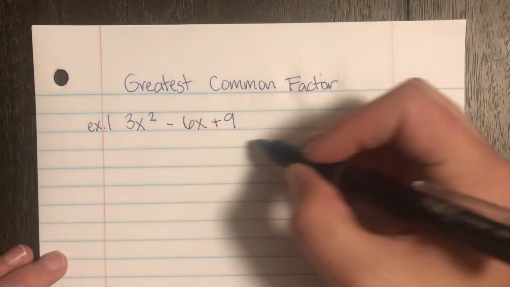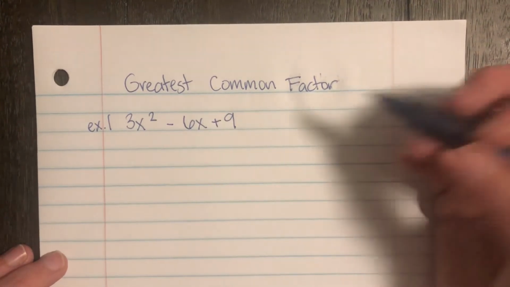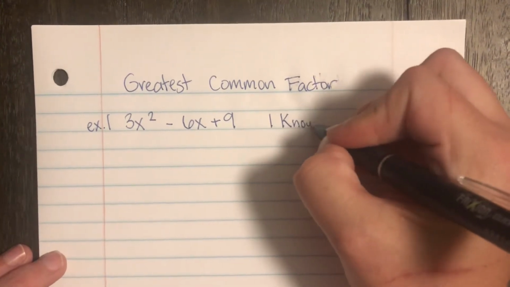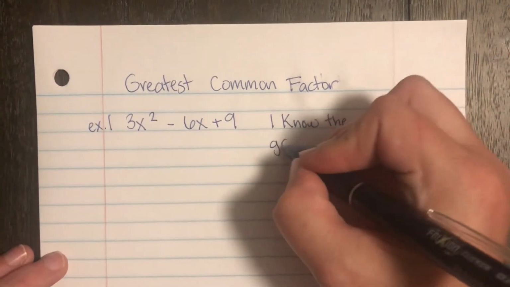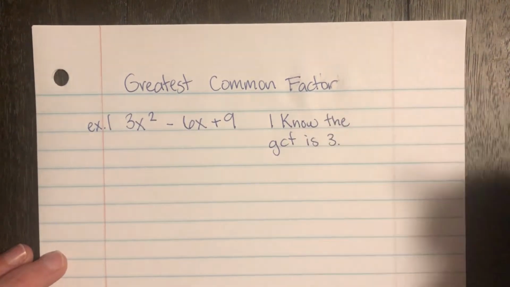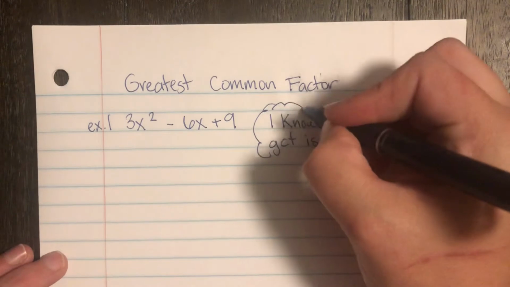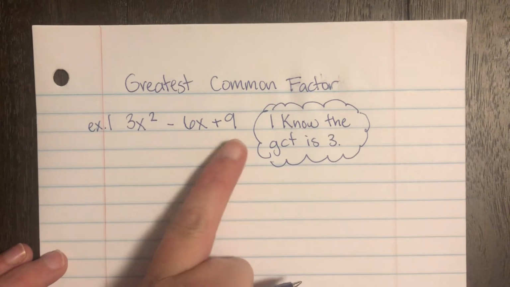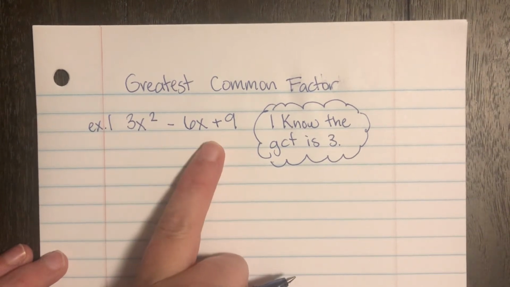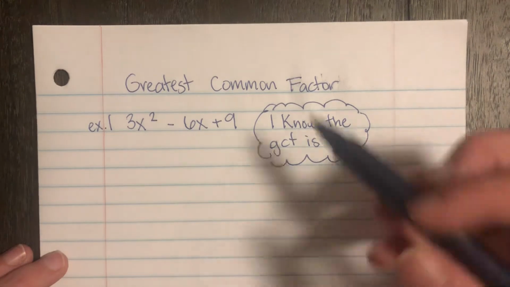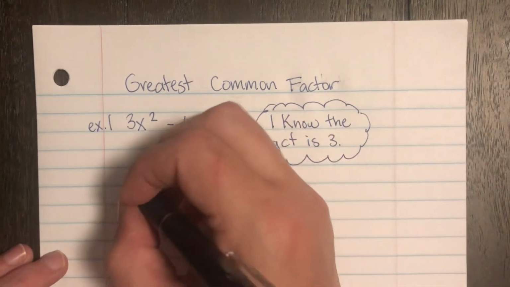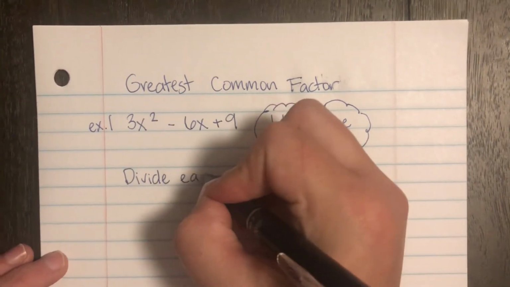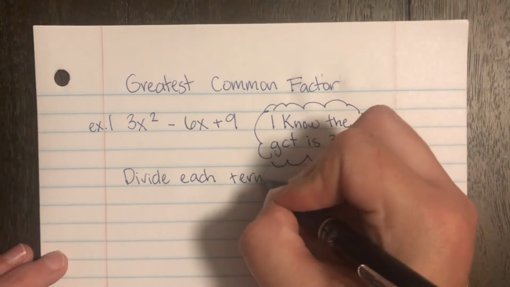The first thing before we can solve this one is to go ahead and take out a GCF. You may already know what the multiples are, and you might already know that this is 3, so I know the GCF is 3. If you know what the GCF is, that means it's the biggest number that can divide into all 3 of the terms of your trinomial, or if you've got a binomial, same thing. We're going to go ahead and divide each term by the GCF.